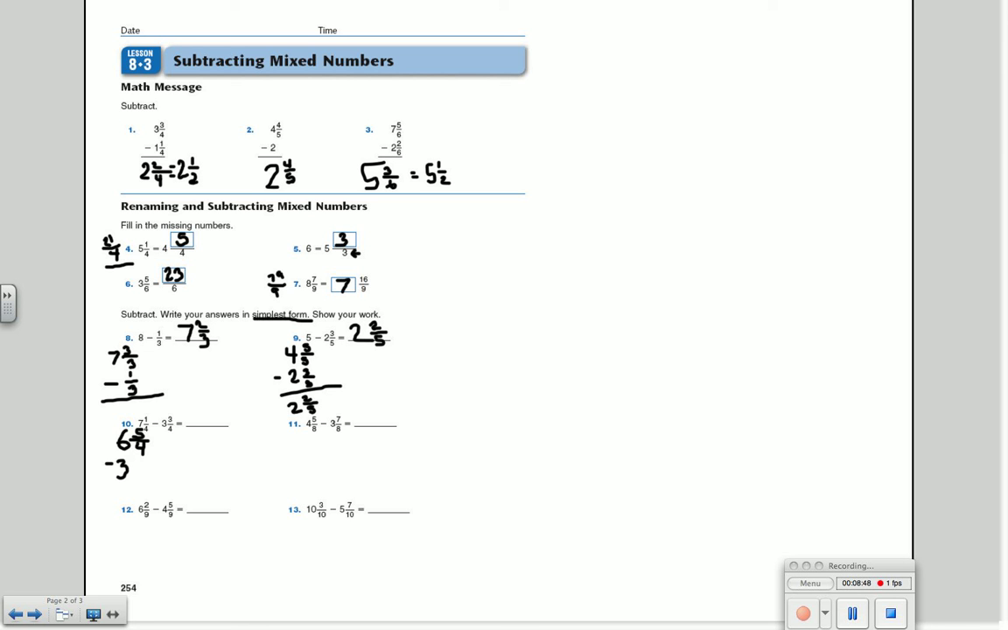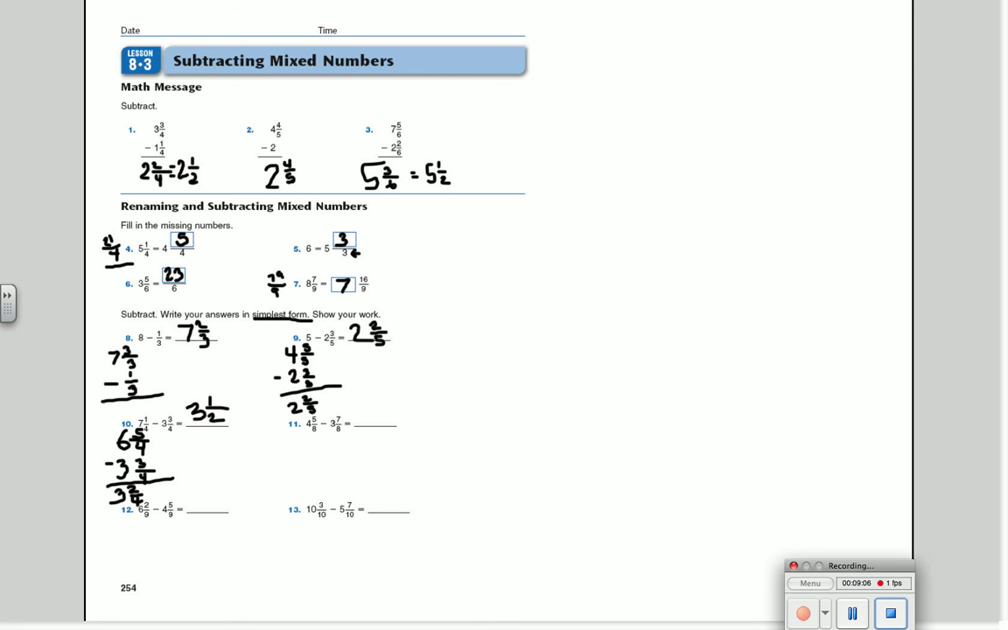So now, 6 5/4 minus 3 3/4. That's a simple problem now. Go ahead and solve it. Check in with me. Put it in simplest terms. If you got 3 1/2, you are correct.